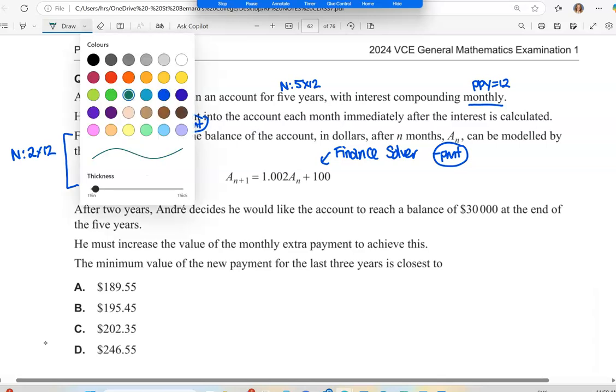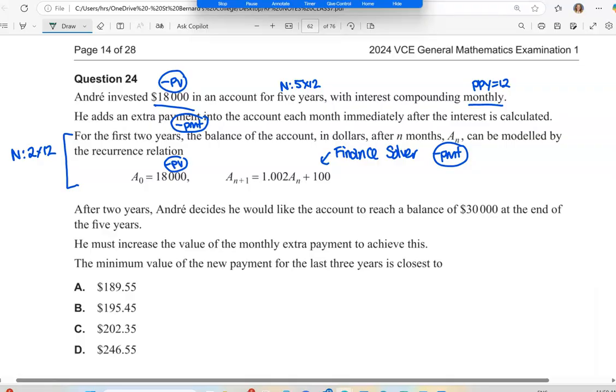As I said, sometimes it's easier to put the change of scenario in a different color pen so you're aware that this would be a different Finance Solver. So he wants it to be 30,000. That's a final value he wants, at the end of the 5 years. So if you've already gone 2 years, you've got 3 years left.